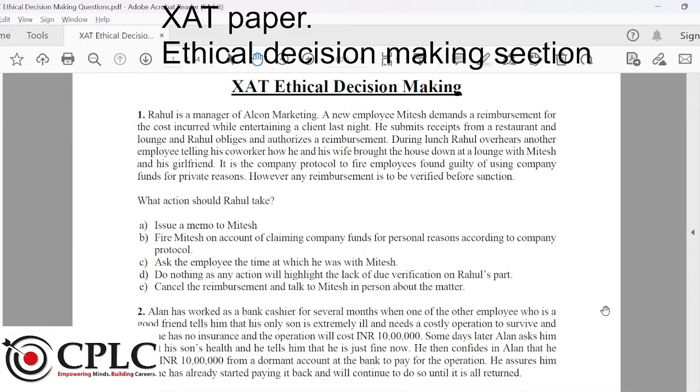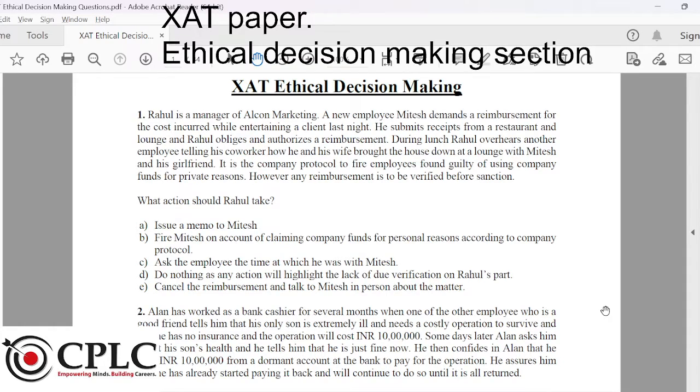But the catch is that Rahul has already authorized the reimbursement. So this is also a negative part from Rahul's perspective, as he is the manager and had already approved the reimbursement. So the question is, what action should Rahul take? Now in such cases, what you can do is go through all the options and eliminate the options which are not ethically correct or which you would not take as a decision. Okay? So first is, issue a memo to Mitesh. Yes, this can be the answer. B, fire Mitesh on account of claiming company funds for personal reasons according to company protocol. Okay, this might again be an answer.